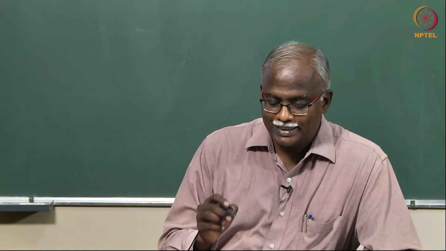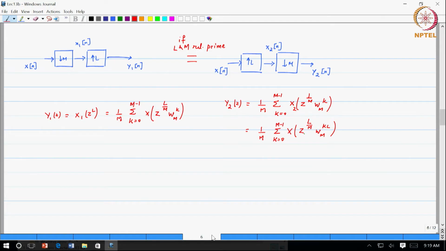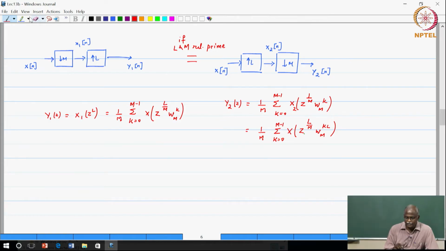Now, the second result from yesterday's lecture was about cascading two blocks, downsampling and upsampling, where M is not equal to L. We make the assumption that L is not equal to M, but we have not said anything about common factors. In the general case, the two results are not the same.